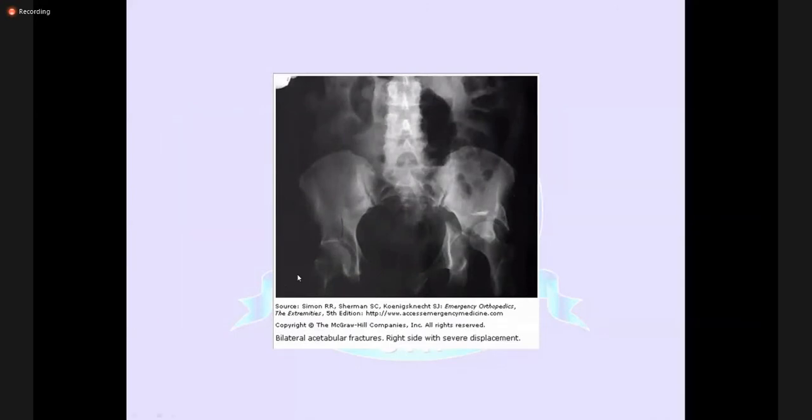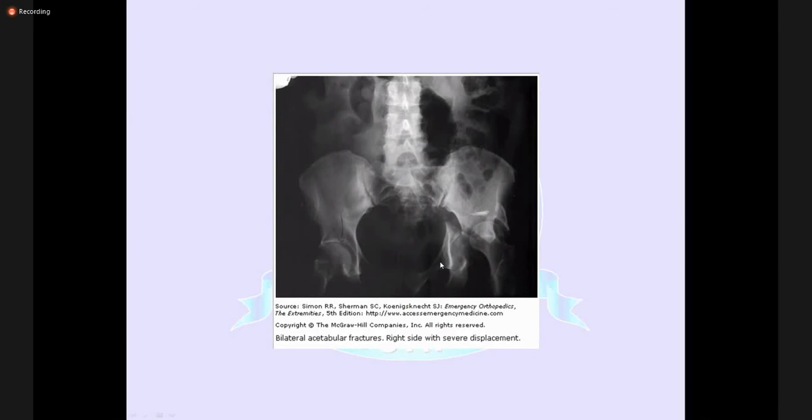See, this is the AP view of the pelvis, including both hip joints, showing the lower sacrum as well as the lower lumbar spine. See, on both sides there is an acetabular fracture. Here it is involving the dome of the acetabulum, and here it is a displaced fracture of the acetabulum. This is also an indication for open reduction and internal fixation.